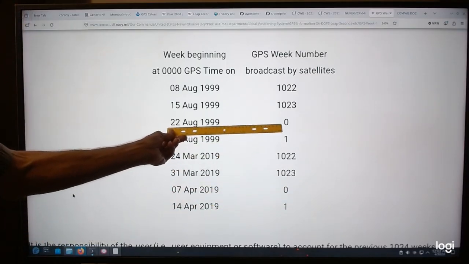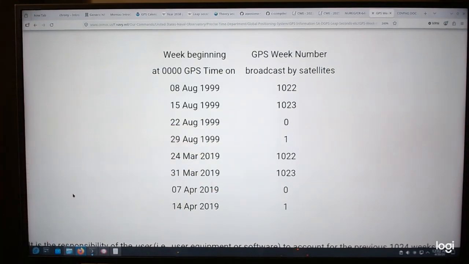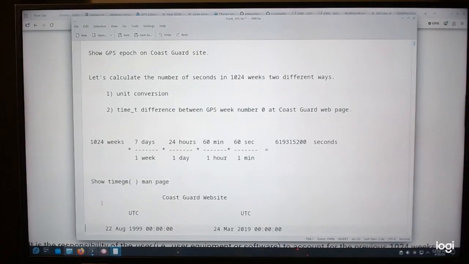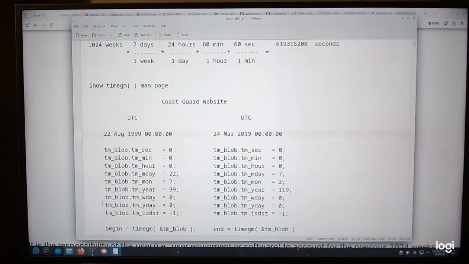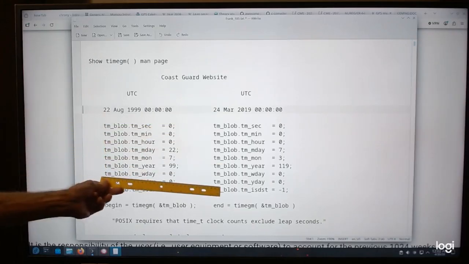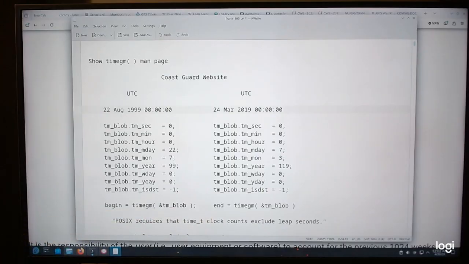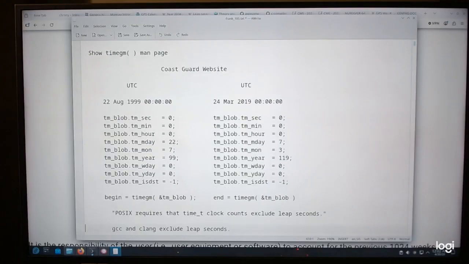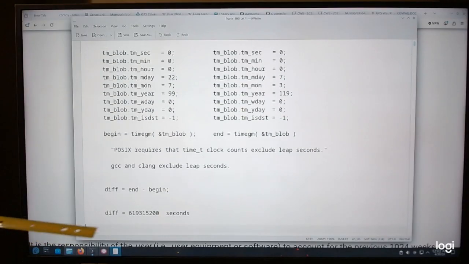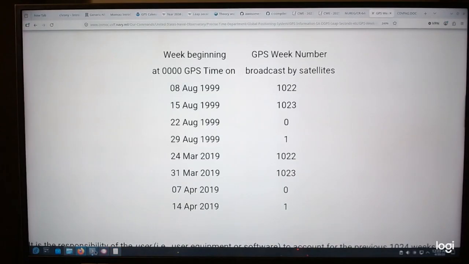So if we were to take the midnight from this rollover and that rollover, we should calculate the same 619 million seconds. That's what I'm saying. If we were to put those dates into the time blob, there's the begin and the end, and if we were to subtract the end from the begin, we should get 619 million seconds. And I've got a program right here. Let me show you what I'm talking about.